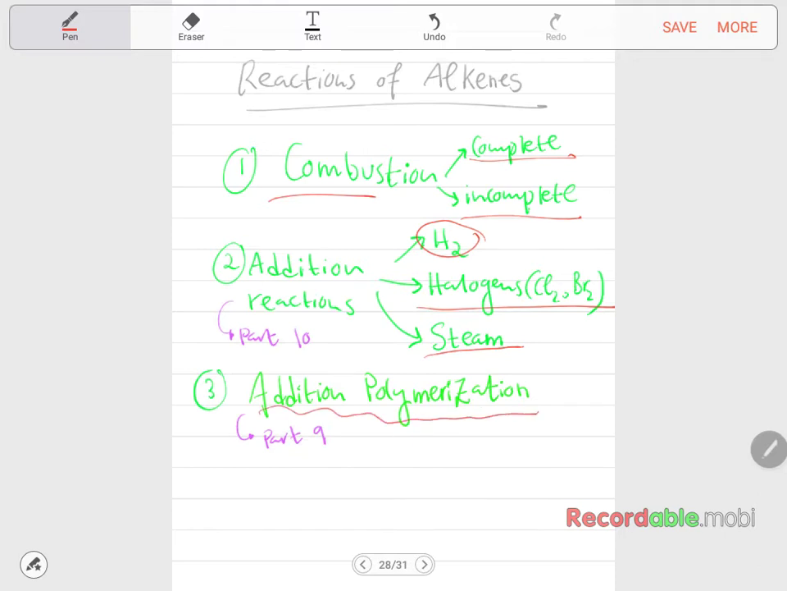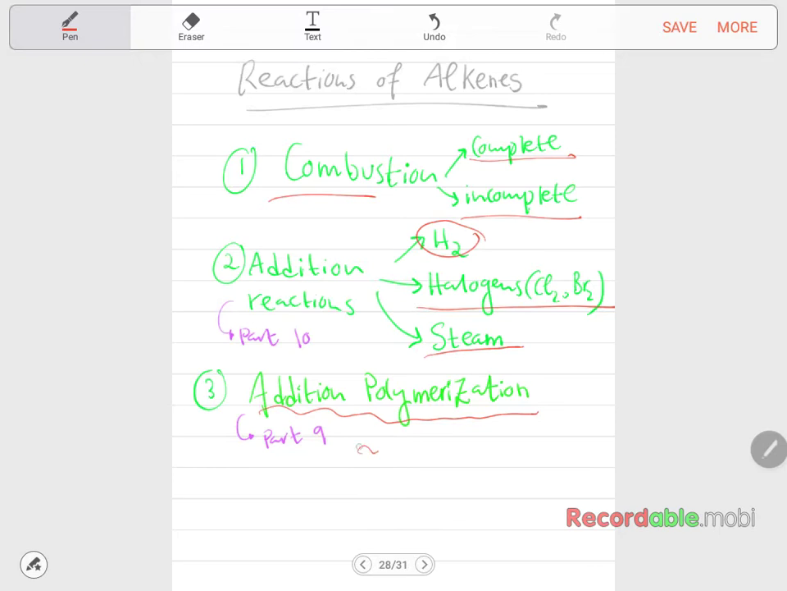A really important note to make here is that, as I mentioned in part number 7, alkenes are manufactured by cracking. So you cannot say cracking is one of the reactions that alkenes undergo. It's the reaction by which alkene is manufactured. So this is a really important distinction to make.